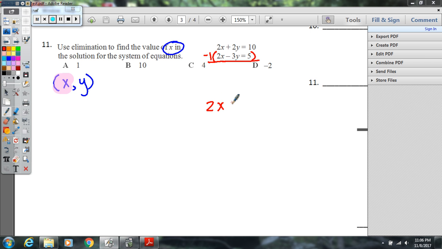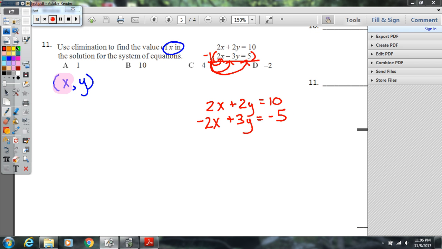Top equation doesn't change. When I multiply the bottom equation by -1, I get -2x plus 3y equals -5. Because remember, I have to do -1 times 2x, then -1 times -3, that's where the plus 3 comes in. And -1 times 5 is -5.